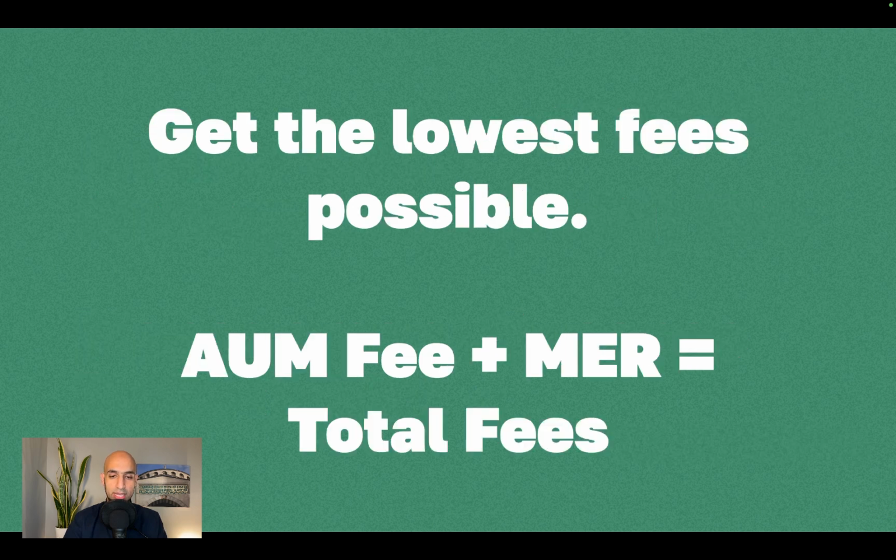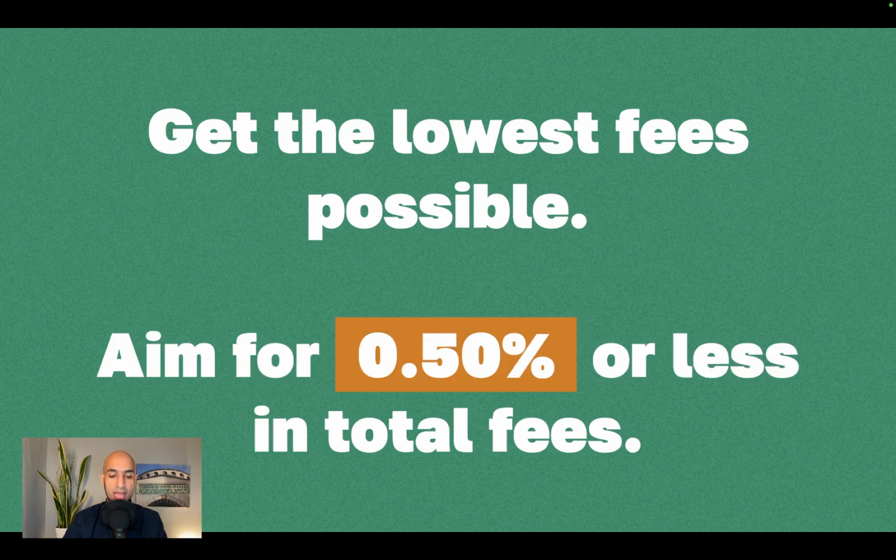The goal is to get the lowest fees possible. So you have to look at both your AUM fee and your MER, and that will be your total fees. Aim for under 0.5% in total fees. It's not always possible, but that's the goal right now for Muslims investing in the market. It's 0.5%. So remember, fees are sneaky.